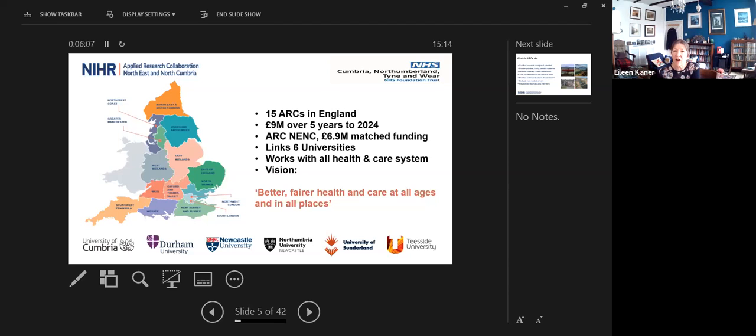organisations. Our ARC links 6 universities up with all bits of the NHS and the wider care system. So that includes local authorities, public health, social care, as well as primary care, the voluntary sector and community organisations. And the vision of our ARC is to try to achieve through research better, fairer health and care at all ages and in all places. And I've got the 6 partner universities that were linked into the ARC for the North East and North Cumbria.